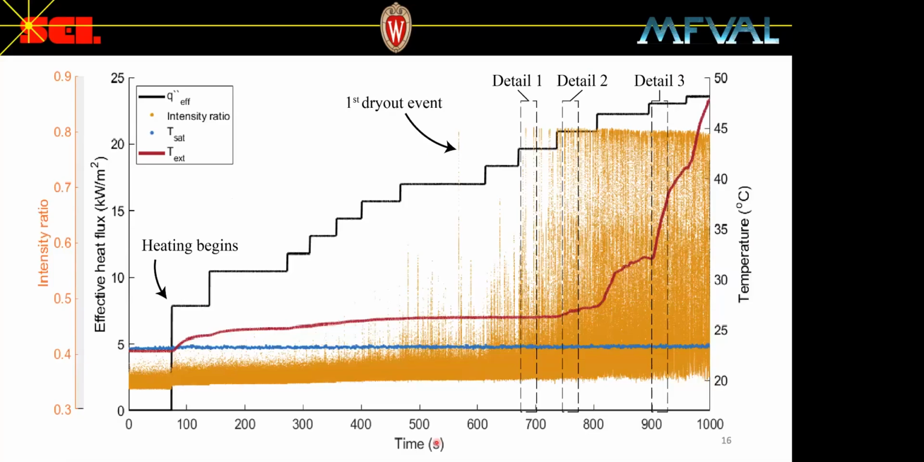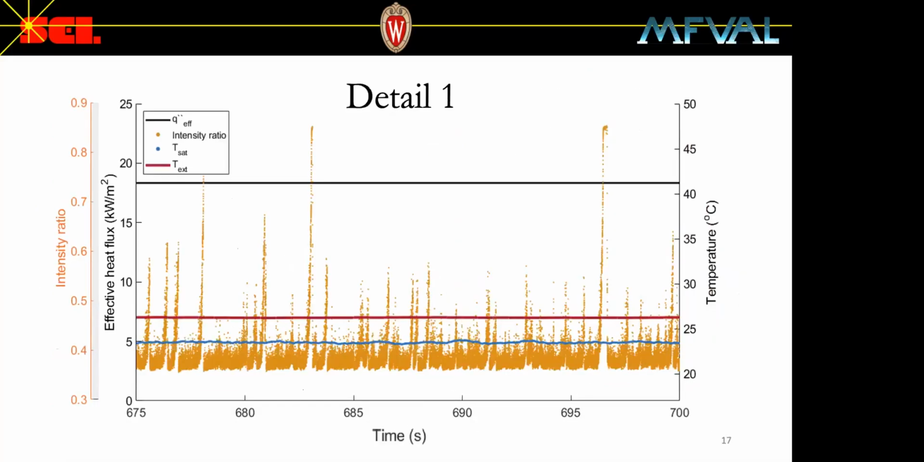So let's take a look at detail 1. Here, we have a fixed effective heat flux of 18 kilowatts per meter squared. And the temperature of the exterior wall remains constant, even though we have dryout events observed here, here, and here. So this indicates that even though we have dryout events occurring, the time average local heat transfer coefficient at the wall is largely unaffected by these first dryout events.